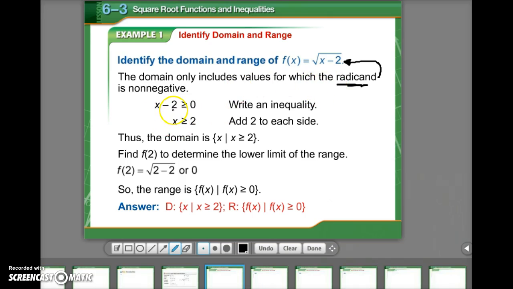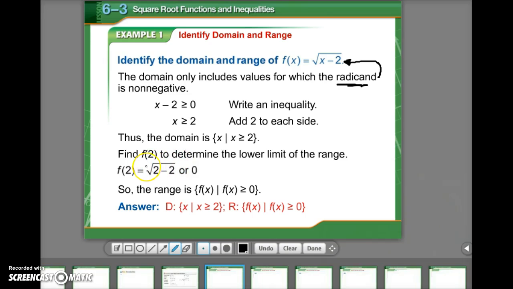So we want to find when x minus 2 is not negative. So not negative, non-negative means it could be positive, it could be 0. So we're going to write it as an inequality. We're going to solve for x. We add 2 to each side. We get x is greater than or equal to 2. So that tells us the domain is when x is greater than or equal to positive 2.